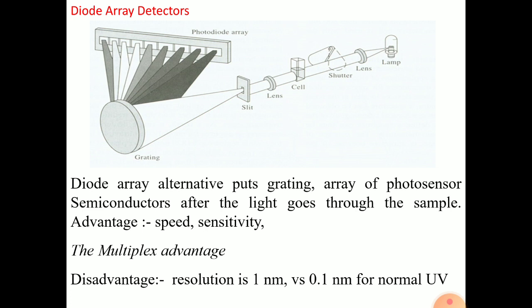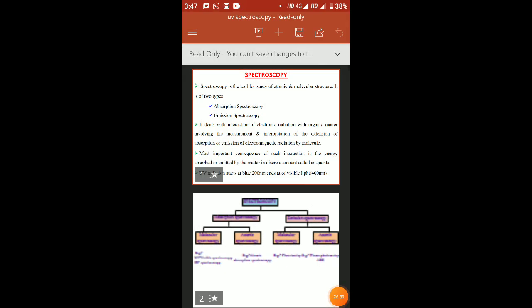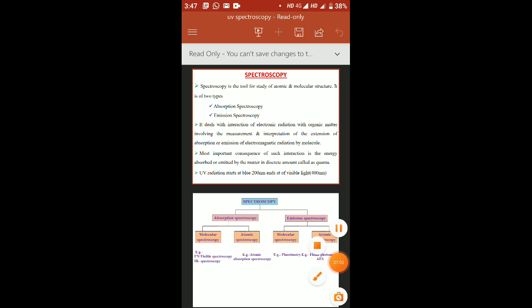Before it reaches them, the monochromator most commonly used in the photodiode detector is a grating. The grating disperses the light into different wavelengths, so each and every wavelength reaches different diodes in the array. The main advantages are speed and sensitivity. The disadvantage is that the resolution is 1 nanometer, but in normal UV, the resolution is 0.1 nanometers. So this is your UV visible spectroscopy.